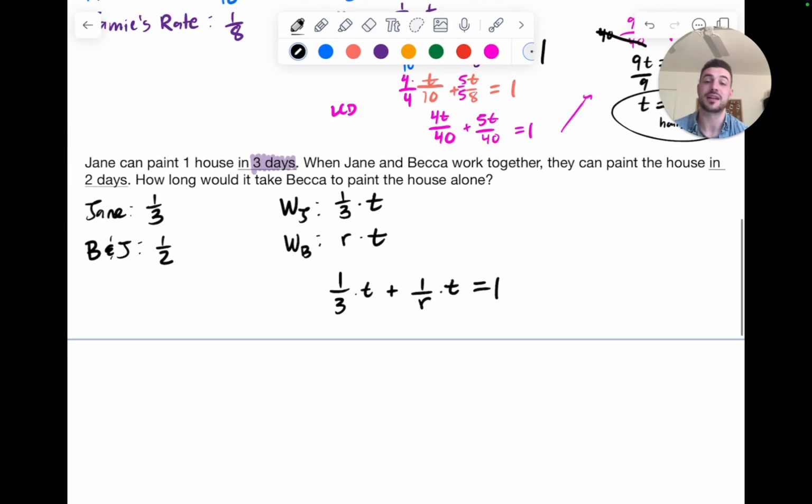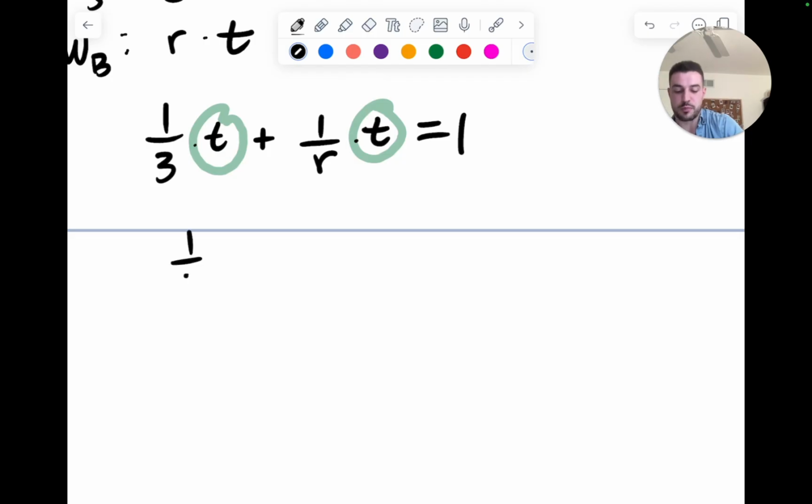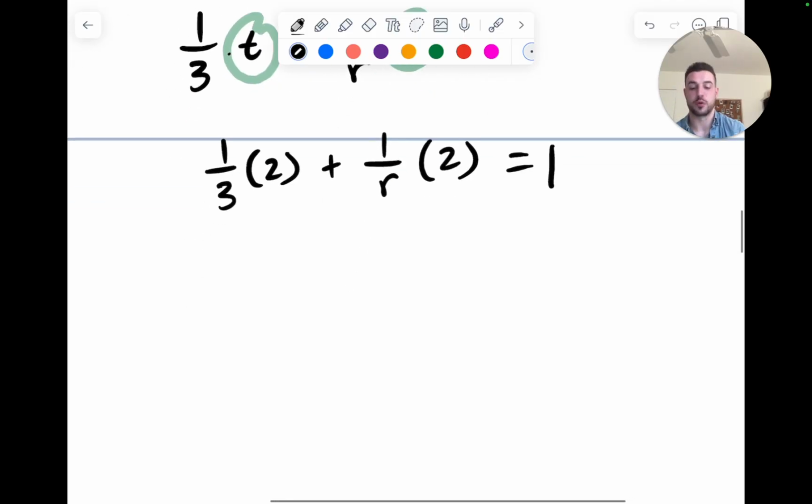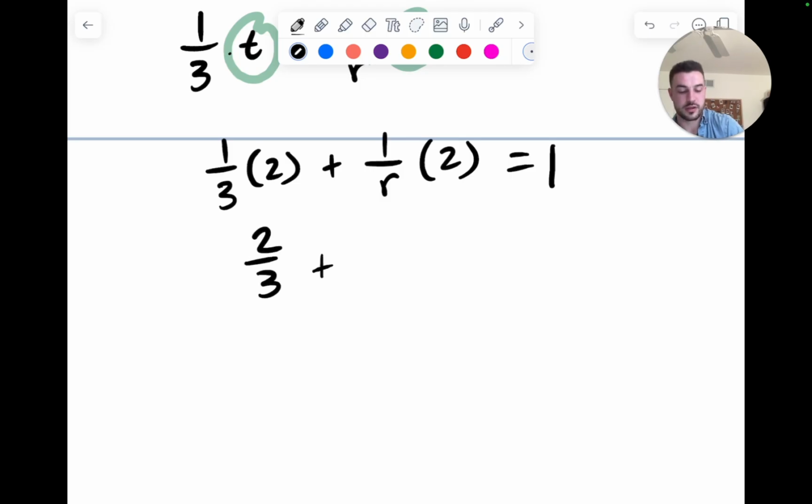So the problem here is we've got a lot of variables. We have r and t, and we need to try to solve. Now what they do tell us at the end here is that when they work together, it takes 2 days. So that means the time is going to be 2. So what I'm going to do is replace time with 2. So my equation will become 2 over 3 plus 2 over r should be equal to 1. And we are solving for Becca's rate.